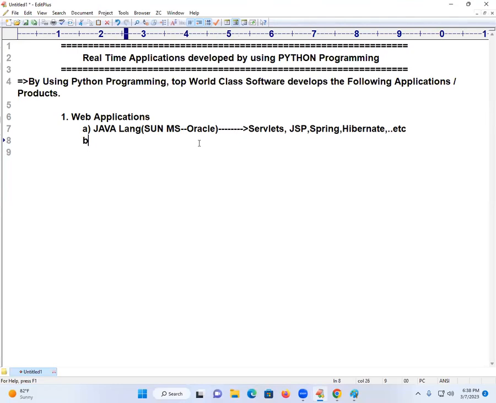Now, the competitor for Java is called what? C#.NET. Carefully listen, try to understand. C#.NET language is Microsoft related. These people have a technology called ASP.NET. By using that technology, we can develop web applications. Now the next competitor, coming very recently, from the last few years onwards, is which language? Python language is coming.